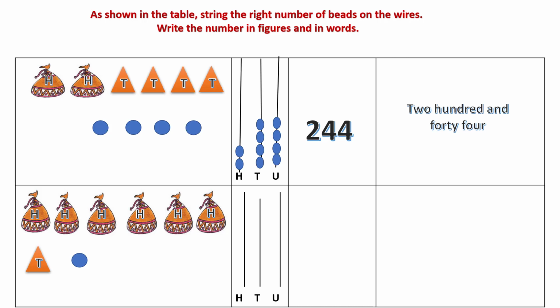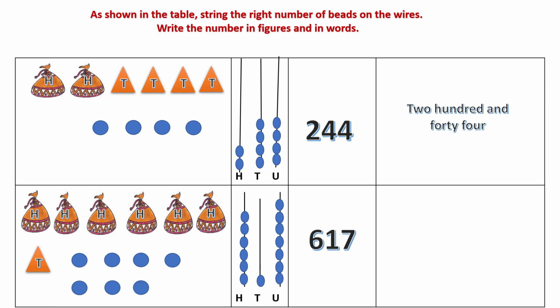Next example is 100 bunch is 1, 2, 3, 4, 5, 6 and tens bunch is 1. Unit is 1, 2, 3, 4, 5, 6, 7. We string 100 1, 2, 3, 4, 5 and 6. Here it is one bunch of 10. So we string 1 bead in tens wire and then units wire. Here it is 7 units 1, 2, 3, 4, 5, 6, 7 and the number makes 617. We read and write it as 617.